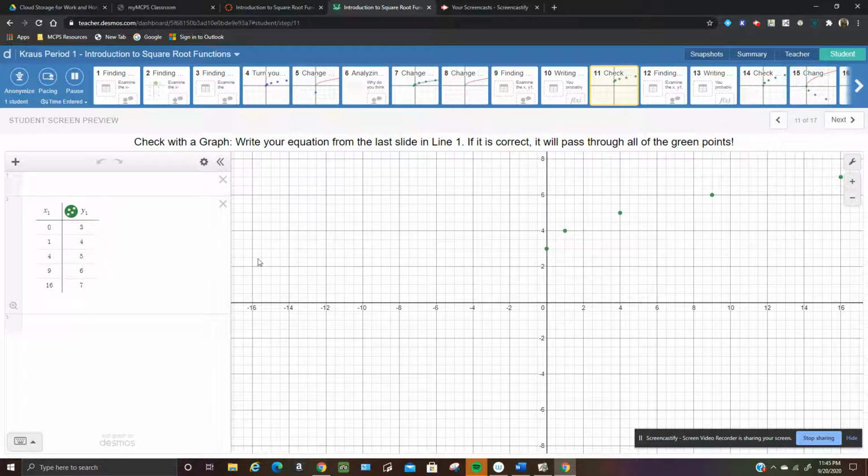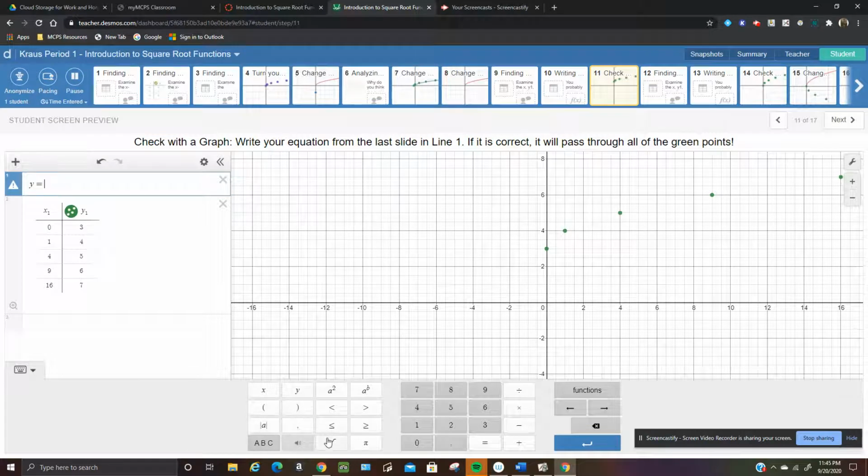So now on slide 11, check with a graph. Write your equation from the last slide in line 1. If it is correct, it will pass through all the green points. So y is equal to the square root of x and then plus 3. And that connects all the points together correctly.